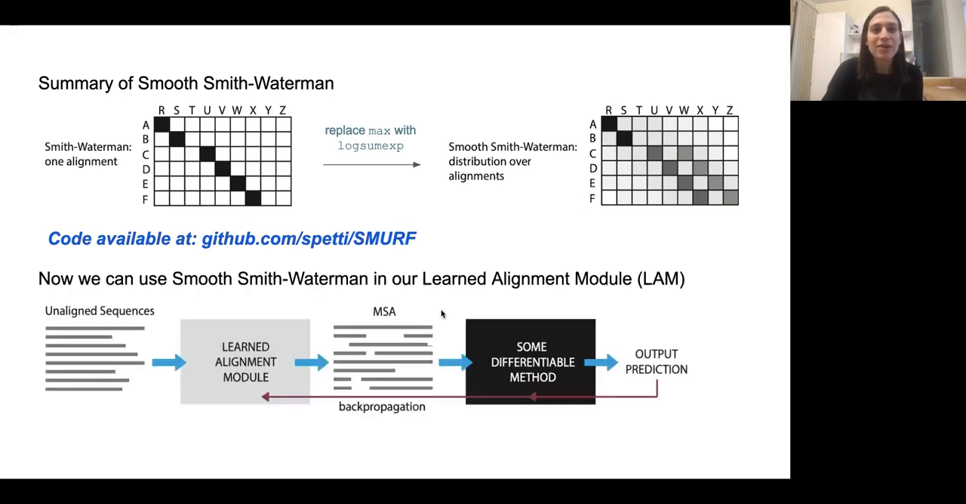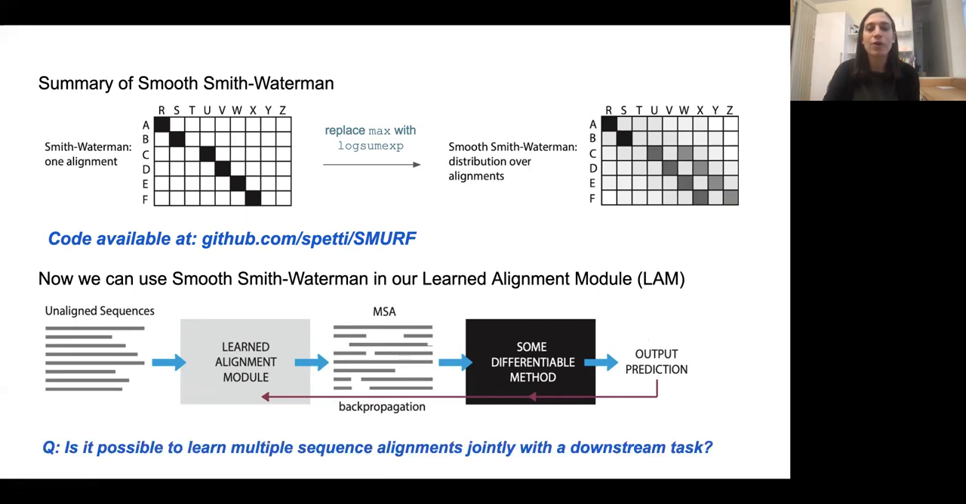All right, so now we can use our code in the context of neural networks. For the first time, we can input unaligned sequences, align them with this learned alignment module, which involves this differentiable Smith-Waterman, to output a multiple sequence alignment, or technically a distribution over multiple sequence alignments, input that into some differentiable method, say for contact prediction, output a prediction, pick our favorite loss function, and train both the method and the alignment at the same time.